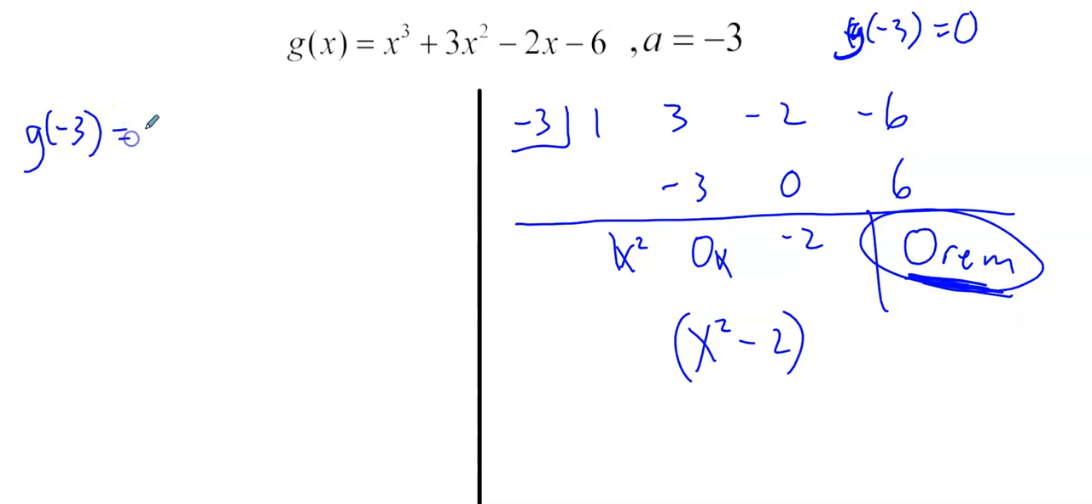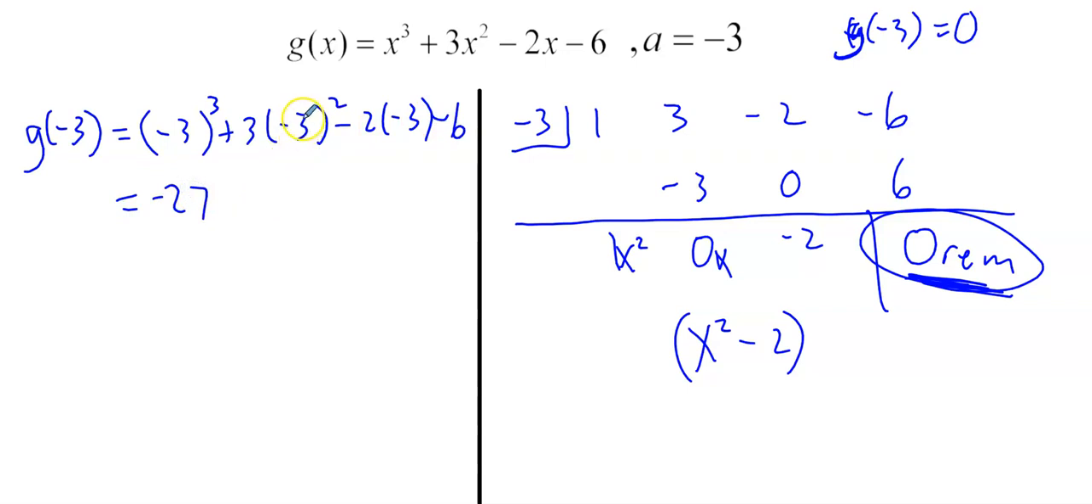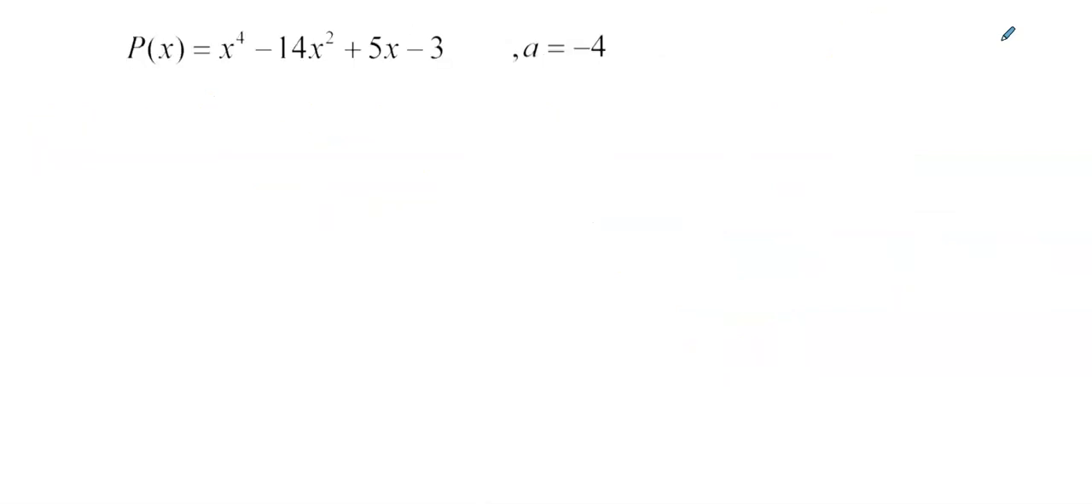If we actually plugged that in and worked it out, like -3 to the third plus 3 times -3 squared minus 2 times -3 minus 6, this would be -27 plus 27, that's weird, plus 6 minus 6, which is 0. So you get the same answer. Again, if they're asking what is g of -3, your answer is going to be the remainder if you are using the remainder theorem and using synthetic substitution.